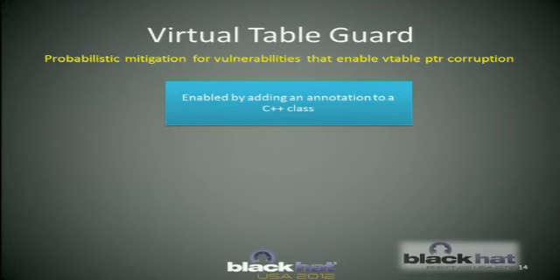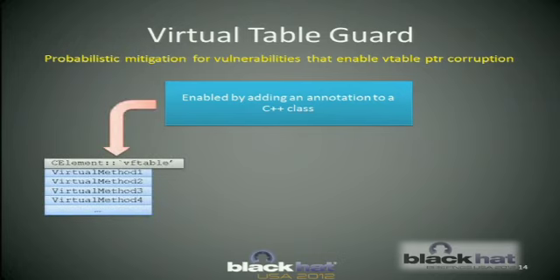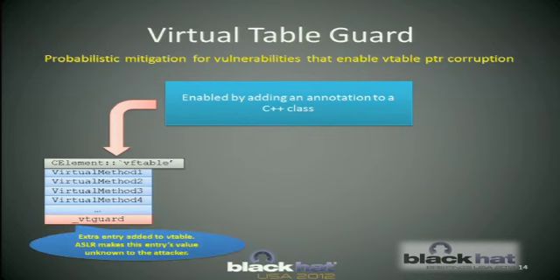Now, VT guard is enabled by adding a specific attribute to a C++ class that marks it as VT guard aware. If you think about the way the compiler normally lays out a virtual function table, or vtable, for a class, you essentially have an array of function pointers that's baked into the binary. This basically describes a set of virtual method call targets that this class implements. Now, if a class is marked as VT guard aware, the compiler will insert an extra entry into this virtual function table, something we call the VT guard cookie.